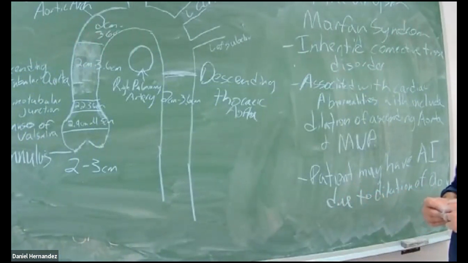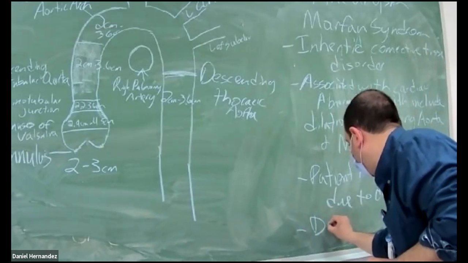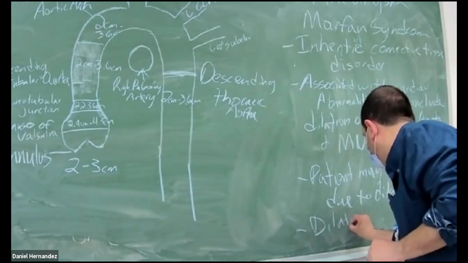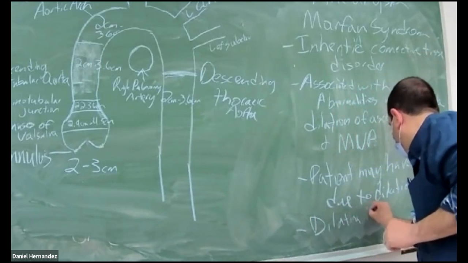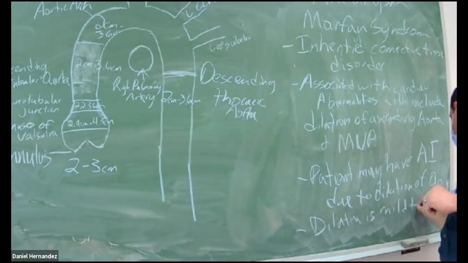Dilatation of the sinotubular junction results in aortic insufficiency. Dilatation can be mild to severe for Marfan syndrome.